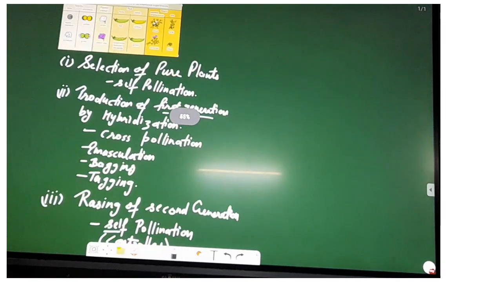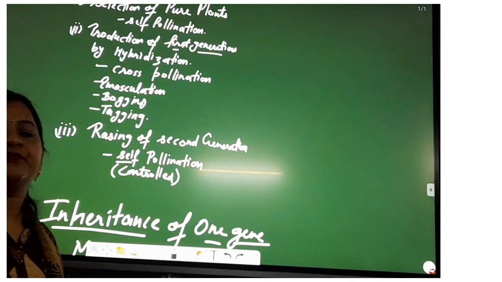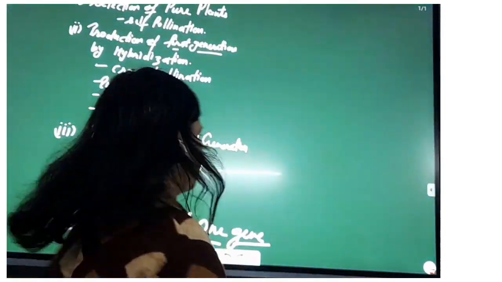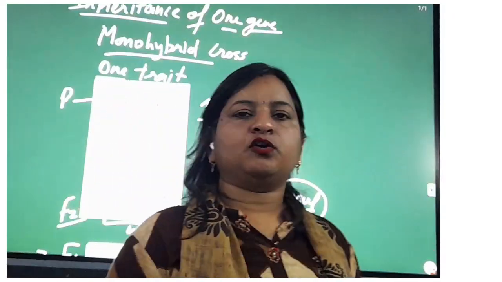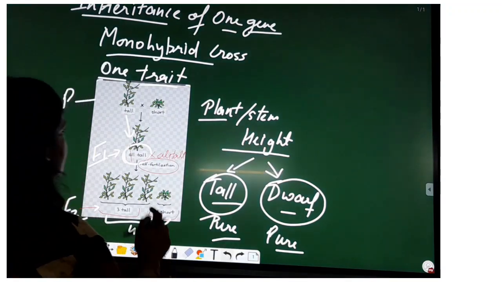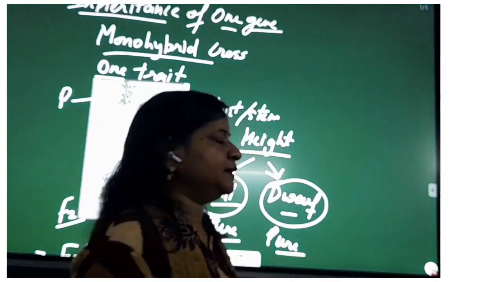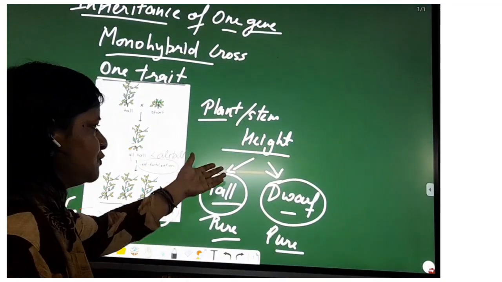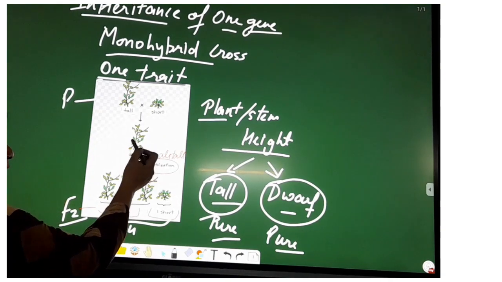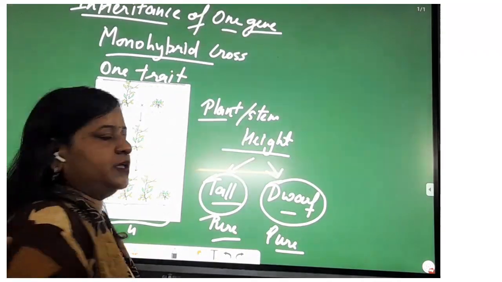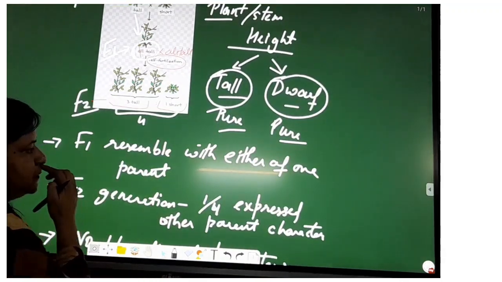Mendel did the experiment in 3 steps by taking the pure parents, by raising the F1 generation and by raising the F2 generation. He started the experiment by taking only one trait, which is called a monohybrid cross. For that he took one factor at a time, like stem height, tall and dwarf. He took the pure parents. From these pure parents he obtained the F1 generation, and by selfing or self-pollination he obtained the F2 generation, which shows the ratio of 3:1.